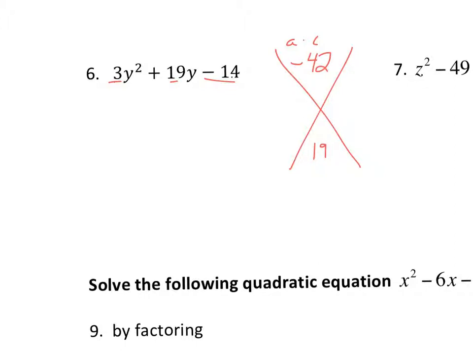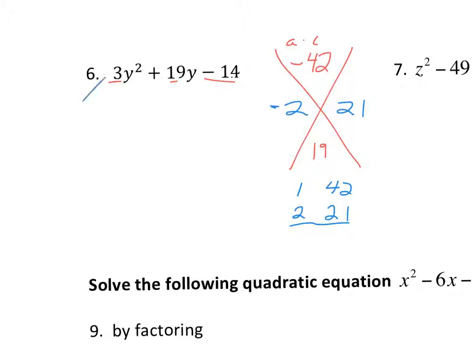When in doubt, just start listing factors of 42. 1 and 42, no chance. 2 goes into 42 21 times. That's probably the combo that I want. But one of them has to be negative. And it's got to be the 2.